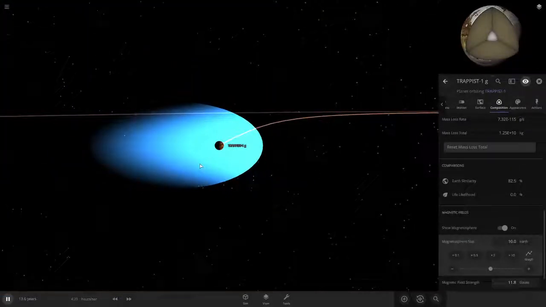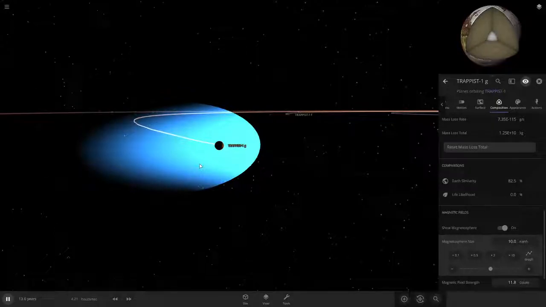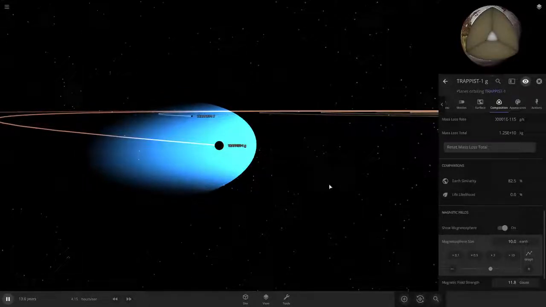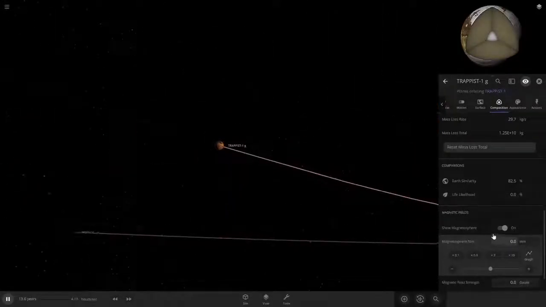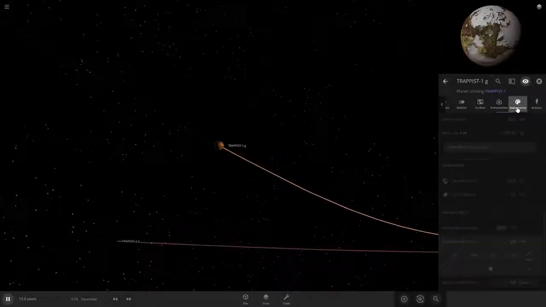So the reason why a magnetosphere is shaped like this is because the stellar winds from any star are actually pushing against the magnetosphere. And so what happens is it gets elongated.